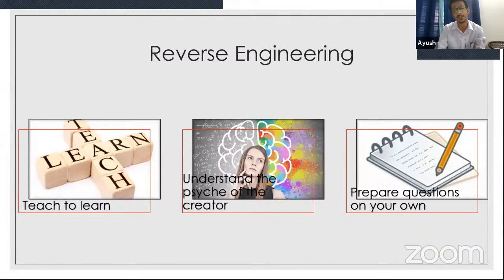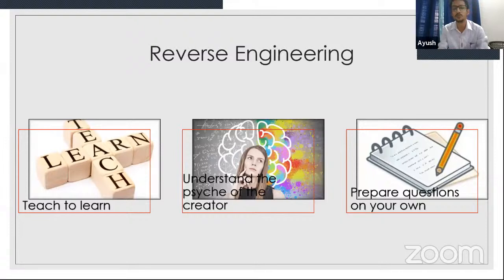Best teacher would always be a good learner, right? You should not think that once you are a teacher you should not be a learner, right? So when you're teaching, it creates a lot of psychological impact, and it will help you understand the psyche of the teacher. At the same time, of course, you have to also understand the psyche of the creator. How do you know what is the psyche of the creator, right?